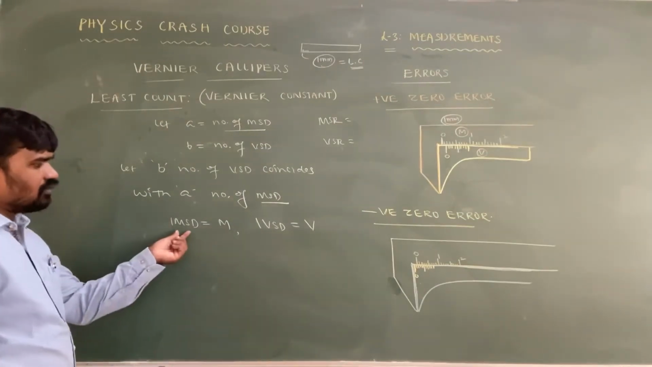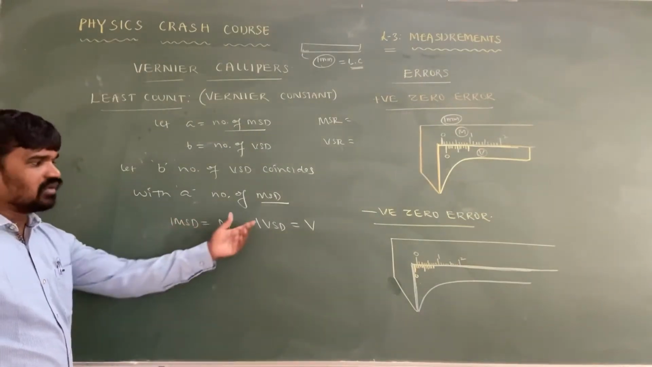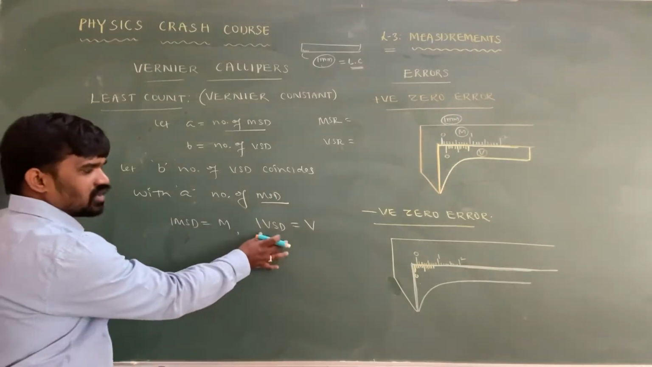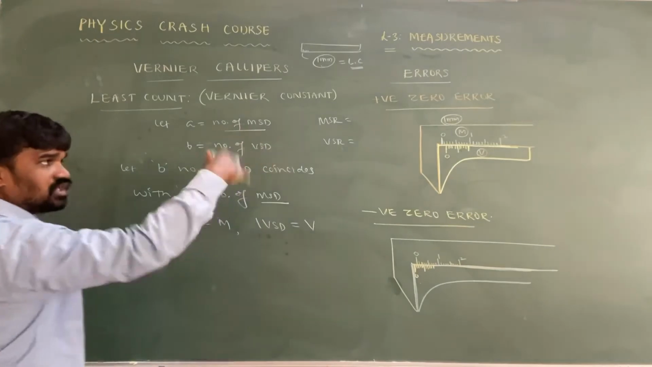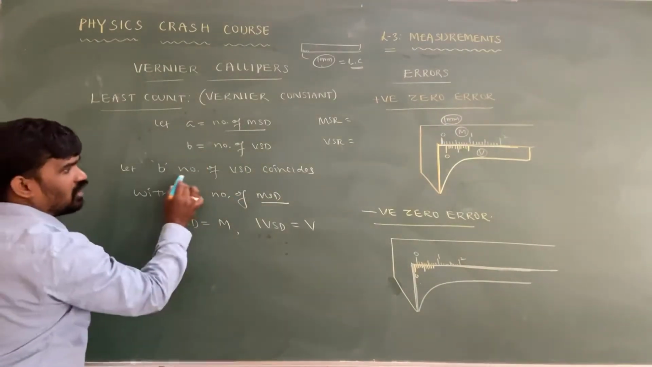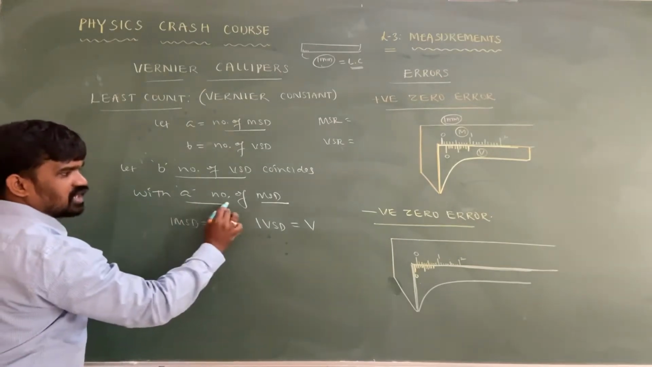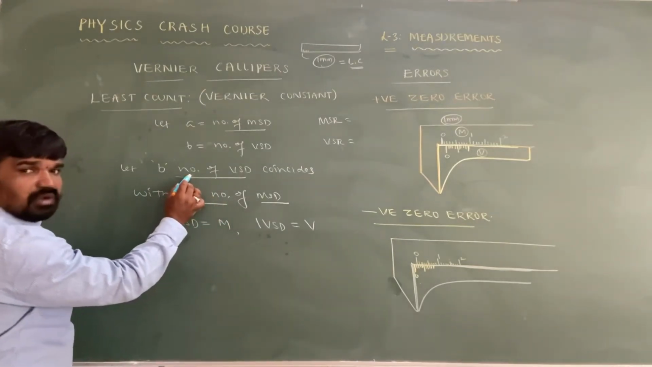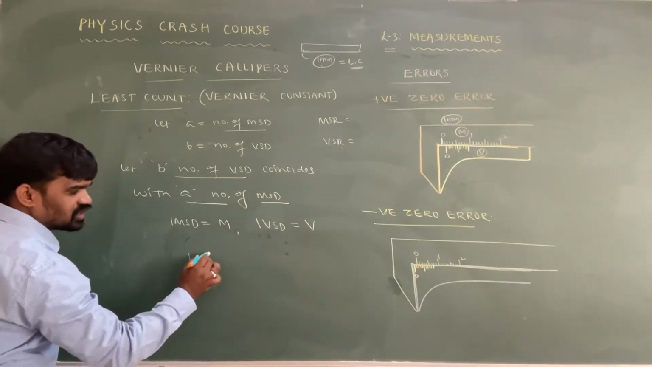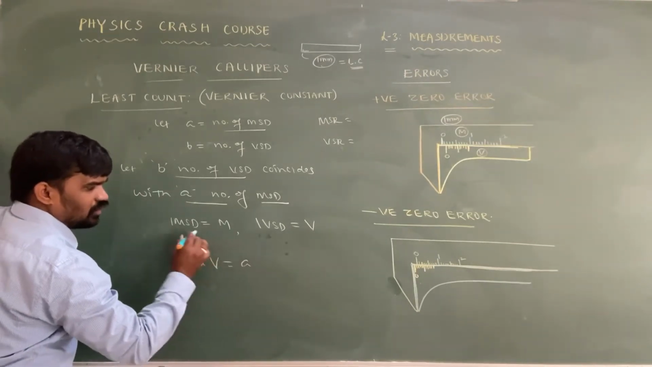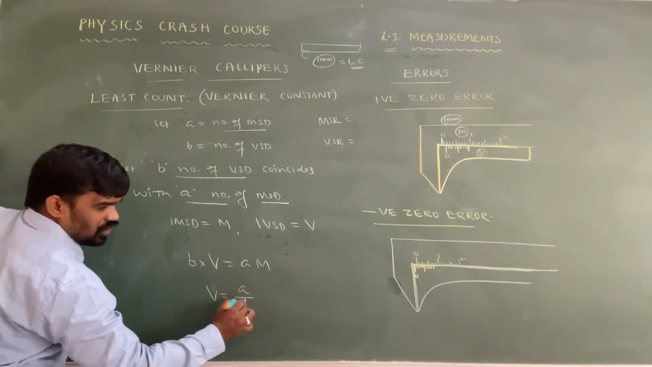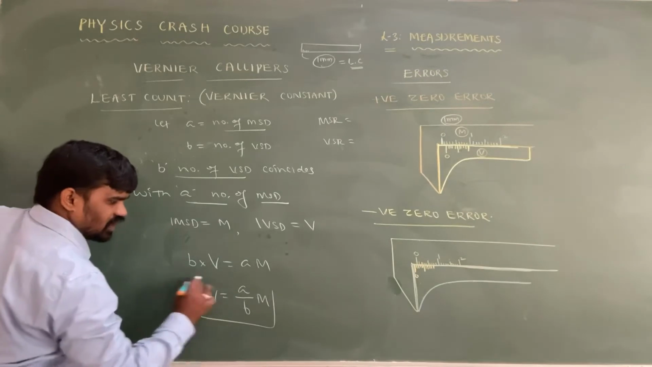Then the value of MSD they might give, and they will ask us to calculate the value of 1 VSD. Sir, why is it required to calculate 1 VSD? It is useful to determine the least count. Let's see: A number of main scale divisions coincide with B number of vernier scale divisions. So B into the value of each VSD, V, equals A into the value of each MSD, M. Then 1 VSD is equal to A by B into M. This is very important.